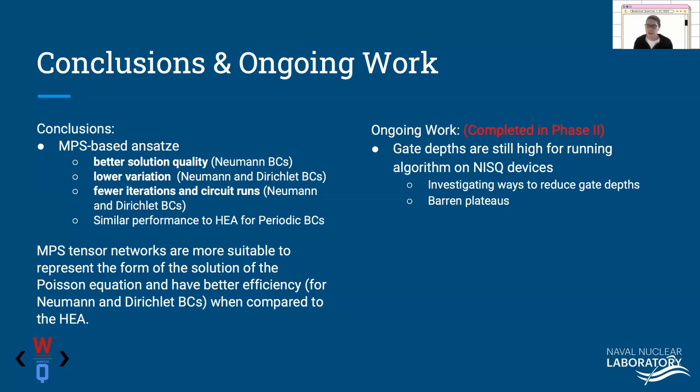So this was what we completed in the first phase, which is what we presented at NETL. Since then, we have worked on addressing other limitations of this algorithm, such as the gate depth, barren plateaus, and such.